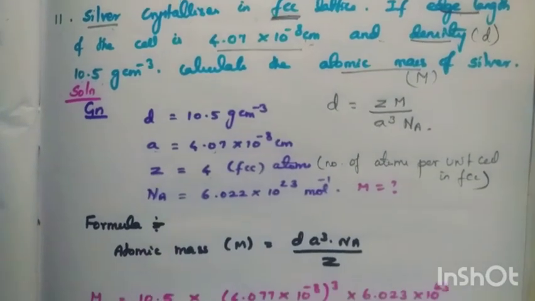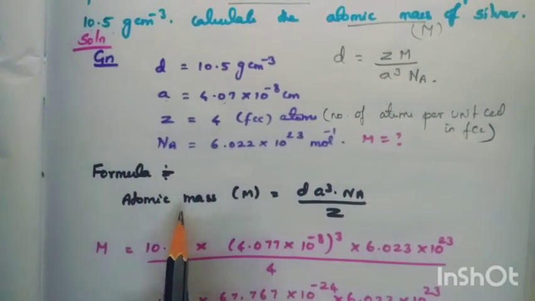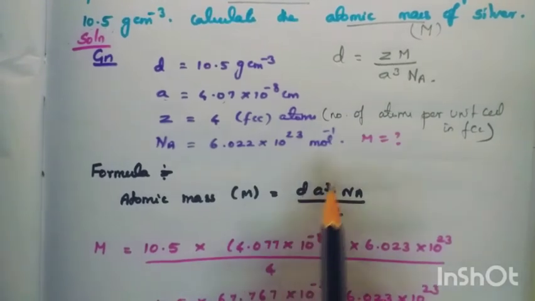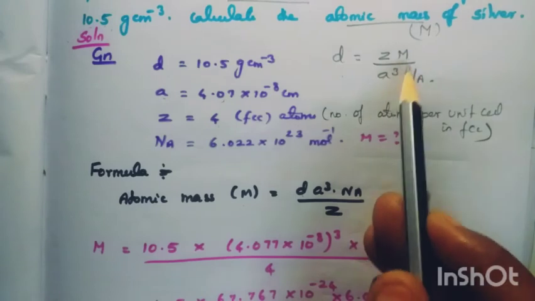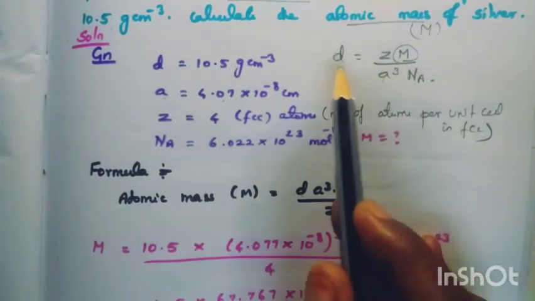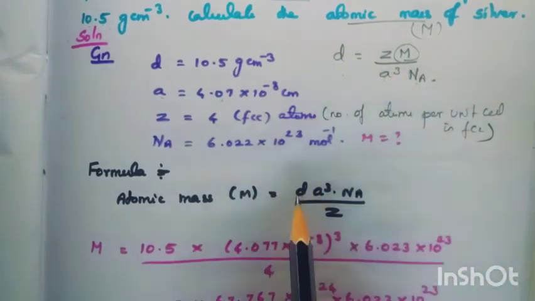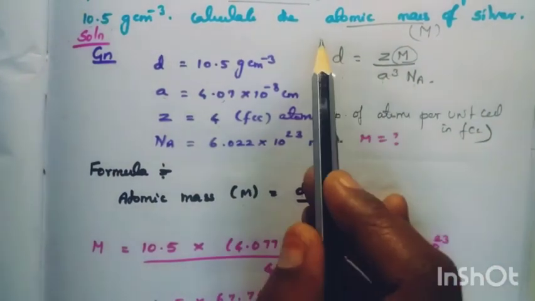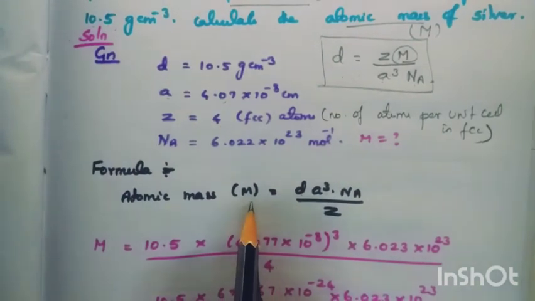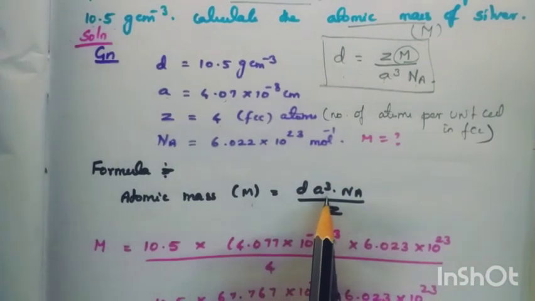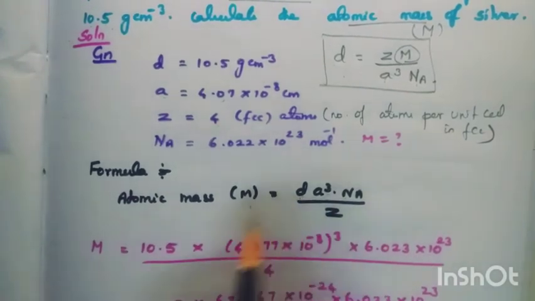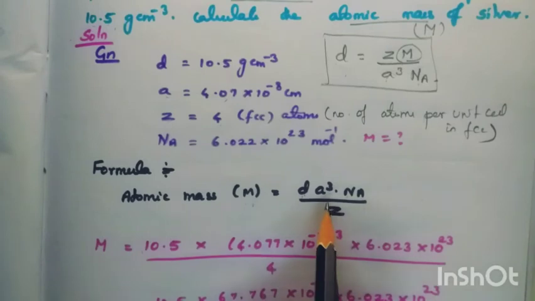Now, what is the formula we are going to use? We need the atomic mass, M. We know the formula D is equal to Z M by a cube Na. We need M, so M is equal to D a cube Na by Z. From this formula we find M. So what is the value of D? 10.5. What is the value of a?